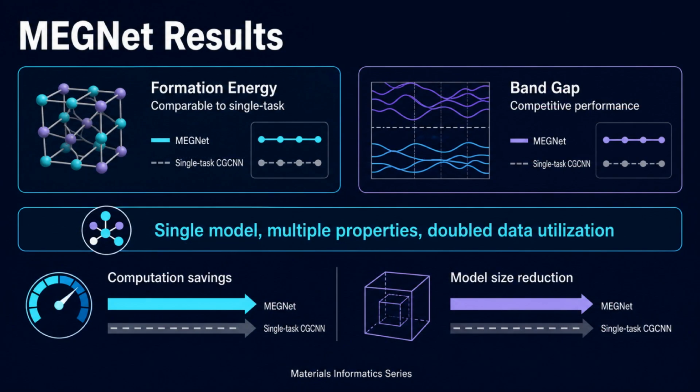MagNet multitask results show promising data efficiency. For formation energy, the multitask model achieves performance comparable to single-task CGCNN. For band gap, performance is also competitive with single-task approaches. The key benefit is that a single model predicts multiple properties with shared computation, effectively doubling data utilization.